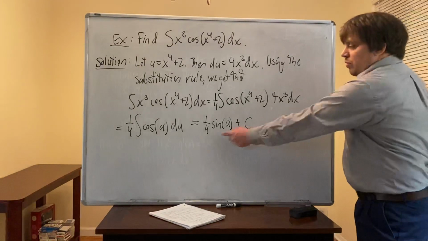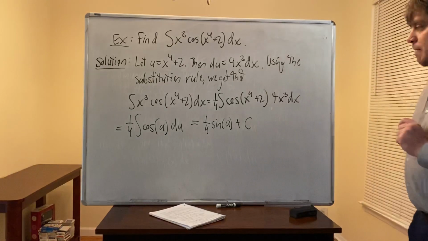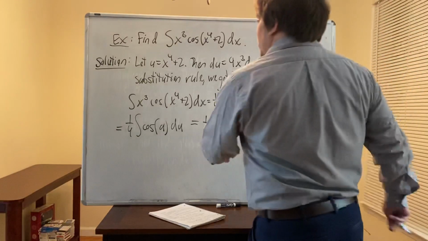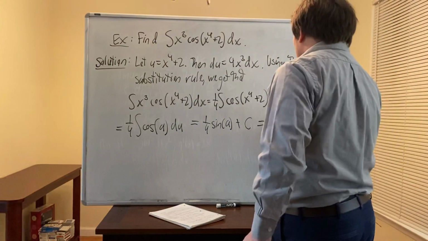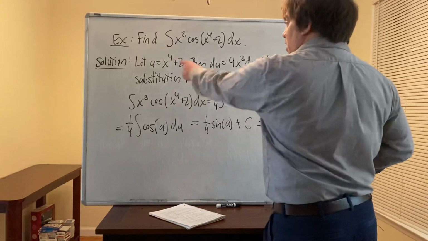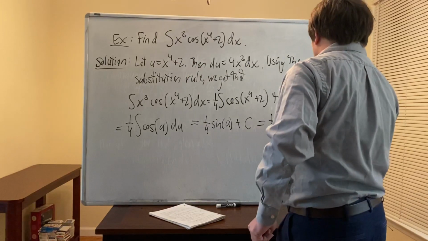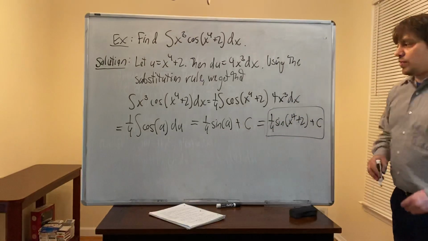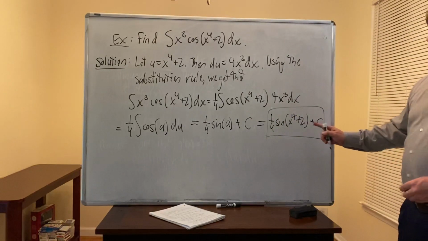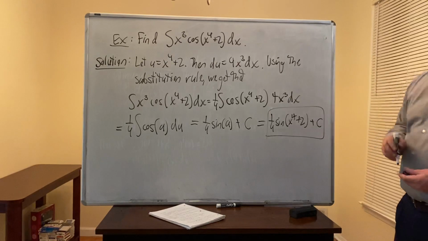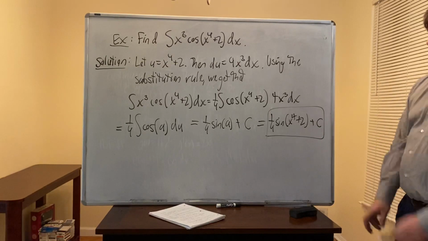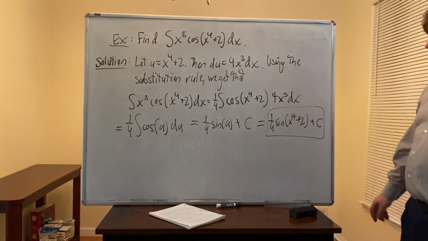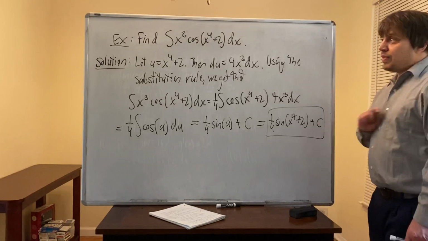You can just write 1/4 sine of u plus c. And that's equal to, well, u is x to the fourth plus 2, so it is 1/4 sine of x to the fourth plus 2 plus c. Okay, so the most general antiderivative of that function, x cubed cosine of x to the fourth plus 2, is 1/4 sine of x to the fourth plus 2 plus c.